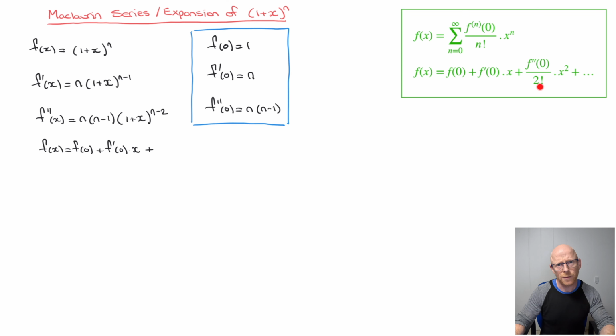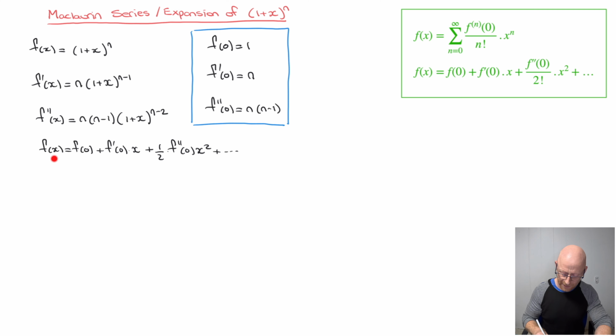Now, because factorial 2 is just equal to 2 times 1, so that's 2, I'll just say it's f double dash of 0 over 2, which I can also write as 1/2 times f dash dash of 0 times x squared plus 3 dots. And I should say, you could write f dash dash of 0 over 2. I simply like to bring the fractions out to the front of the terms this way.